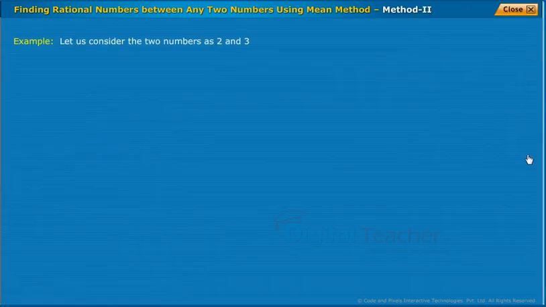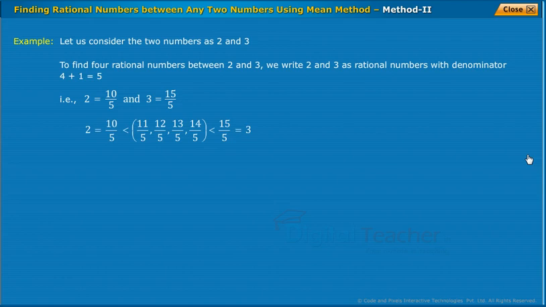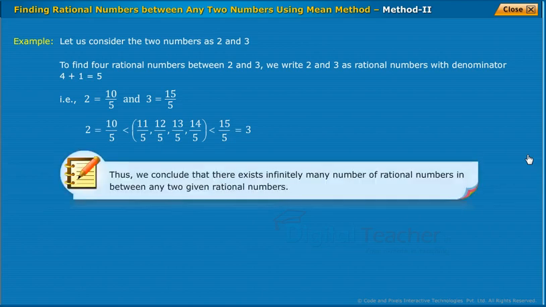Method 2. Let us consider the same numbers used in method 1. Here, to find 4 rational numbers between 2 and 3, we write 2 and 3 taking denominator as 4 plus 1 is equal to 5. That is, 2 equals 10 by 5 and 3 equals 15 by 5, which is further expressed as shown on screen. Note: thus, we conclude that there exist infinitely many rational numbers in between any two given rational numbers.